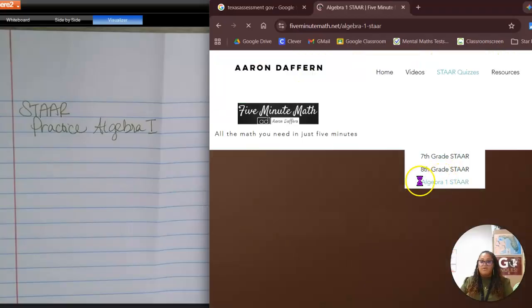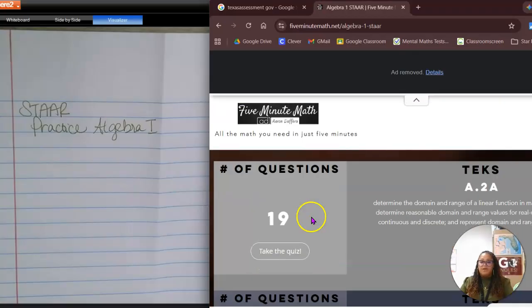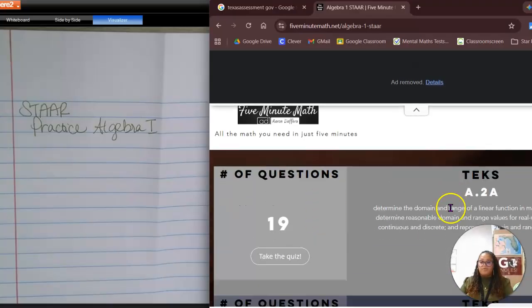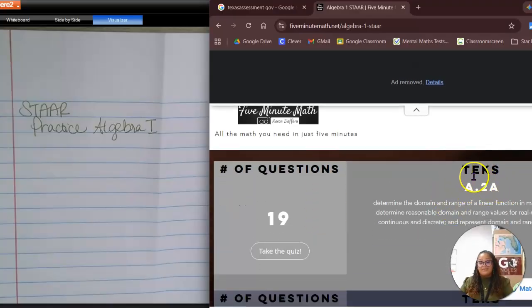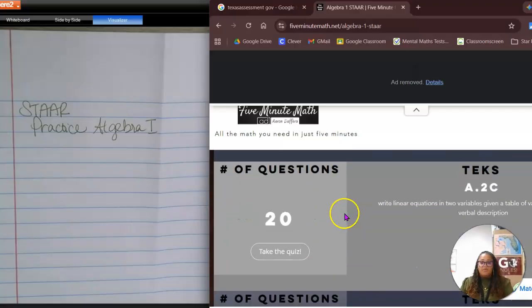Now, the only reason why I'm not going through this website is because it breaks questions up by their topic, which is called their TEKS, their Texas Essential Knowledge Standard. And that's not necessarily what I want to simulate right now. I want to simulate the real test because this is essentially what we're doing for the interim.